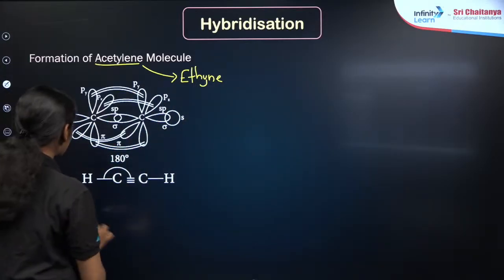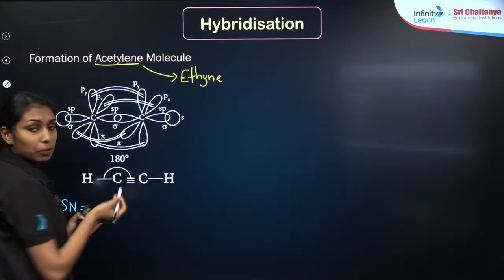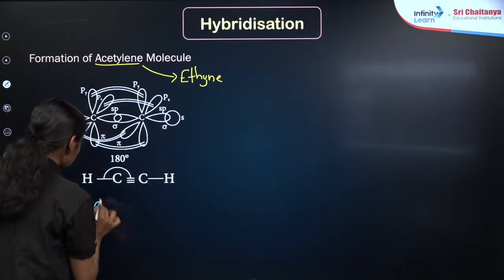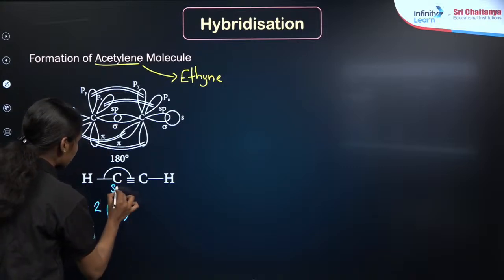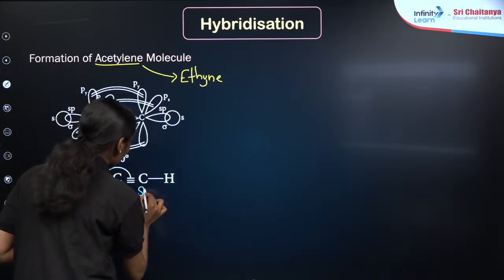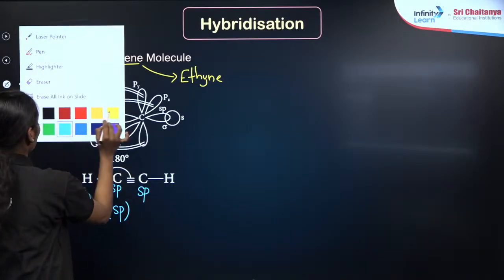Okay, while calculating the steric number, you will get in total 2 sigma bonds, right? So the steric number is equal to 2, or the hybridization is sp. So this carbon is sp hybridized. Similarly, this carbon is also sp hybridized. Now we have to write the electronic configuration, right?